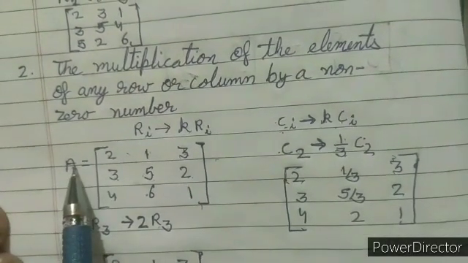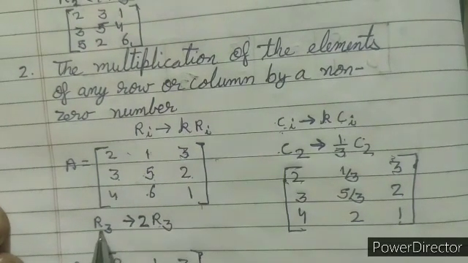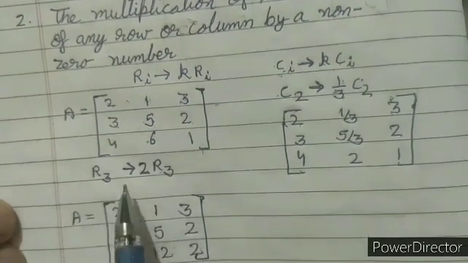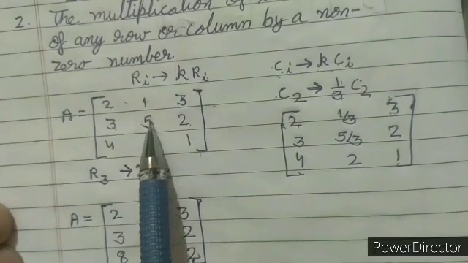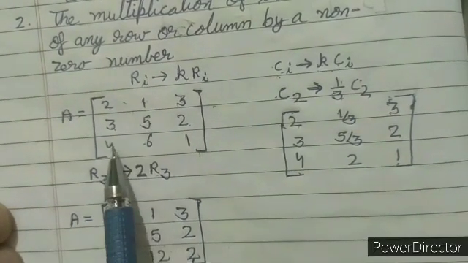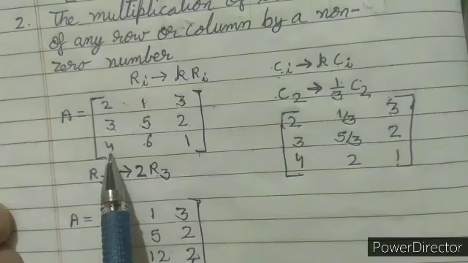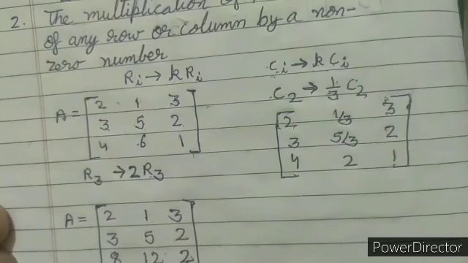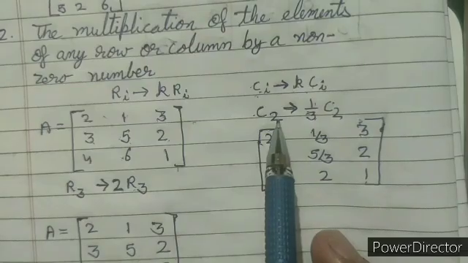Here there is a matrix A of order 3 by 3, and we want to change row 3 by 2 into row 3. Row 1 will remain the same, that was 2 1 3. Row 2 will also remain the same, that was 3 5 2. Here we are changing row 3 by 2 into row 3, which means all the elements of row 3 will be multiplied by 2. So this will give us 2 into 4, 8, 2 into 6 will be 12, and 2 into 1 will be 2.